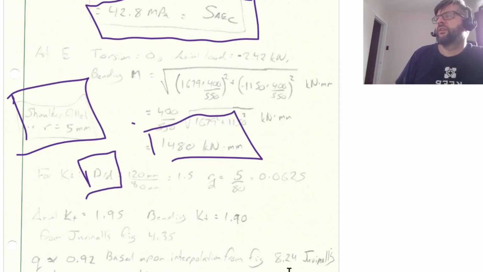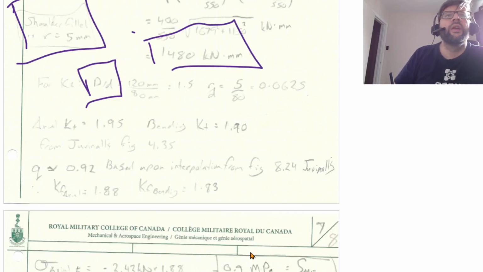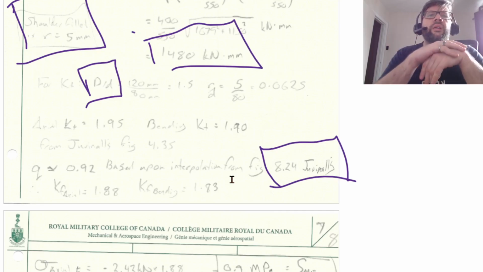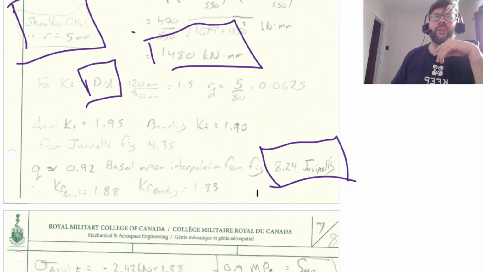And then basically we're just going to our charts in Juvinall. Figure 4.35 gives us what our Kts are. So our axial Kt is roughly 1.95, and then our bending Kt is about 1.90. But again, those are our Kts. We need to use our notch sensitivity factor in order to figure out what our Kfs are. So based upon interpolation from figure 8.25 of Juvinall, I was figuring we're looking at probably about 0.92. So I'm gonna pull that up actually here.